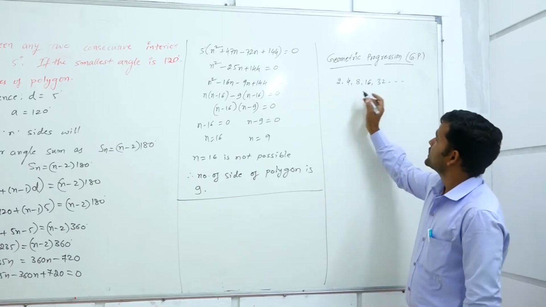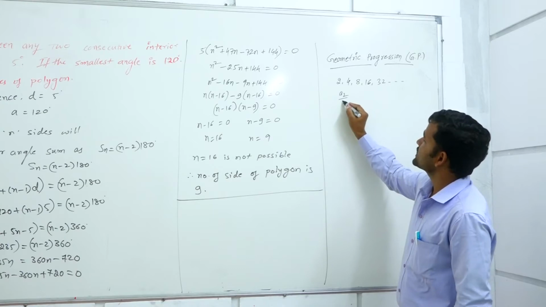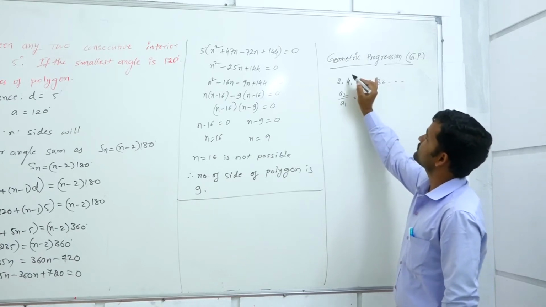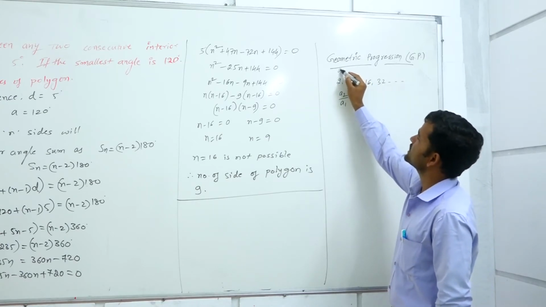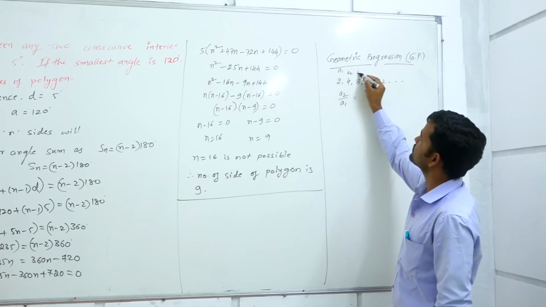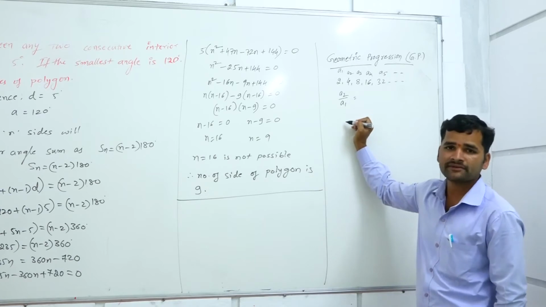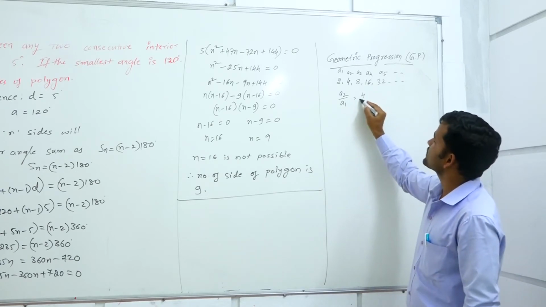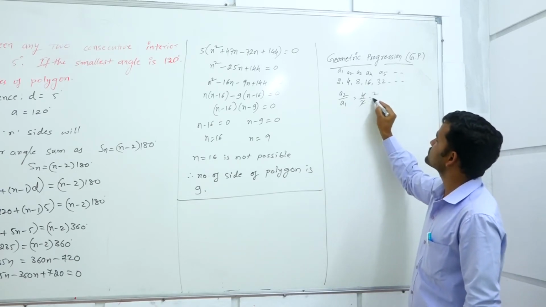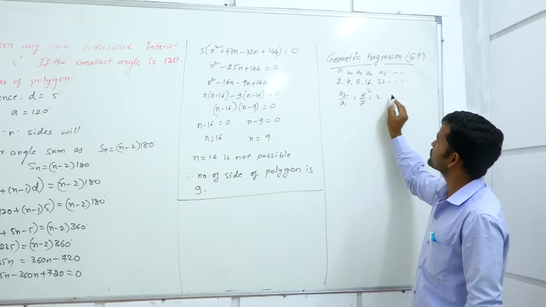Means you take a2 by a1 here, means if you consider this as general sequence, it will be a1, it will be a2, a3, a4, a5, so on. a2 by a1 is how much here? a2 by a1 is 4 by 2, 2 ones are 2, 2 2s are 4, answer we are getting 2.